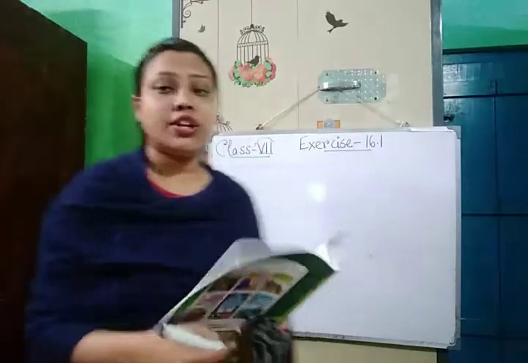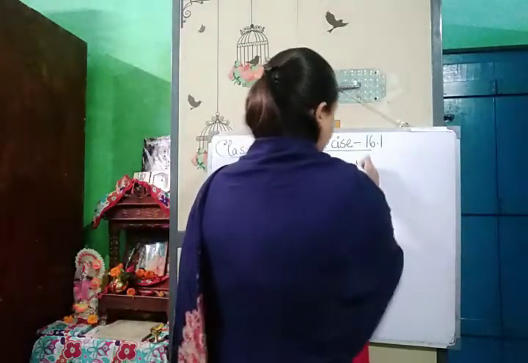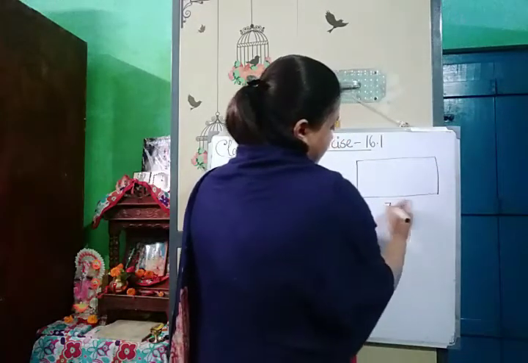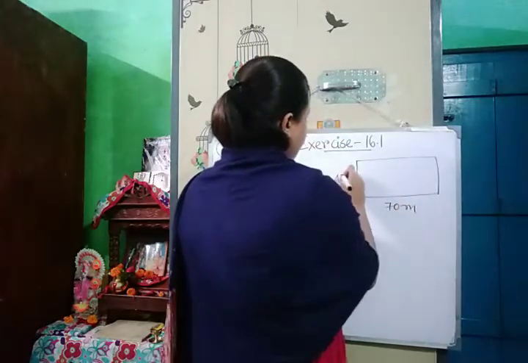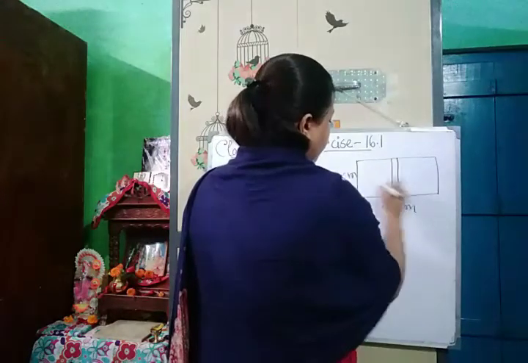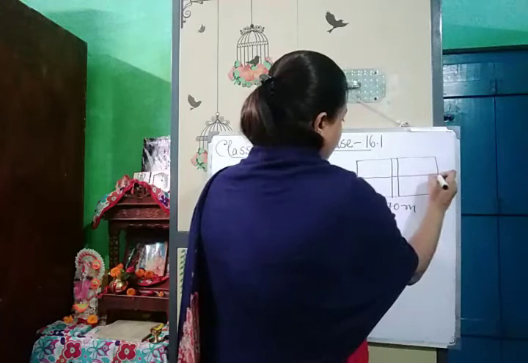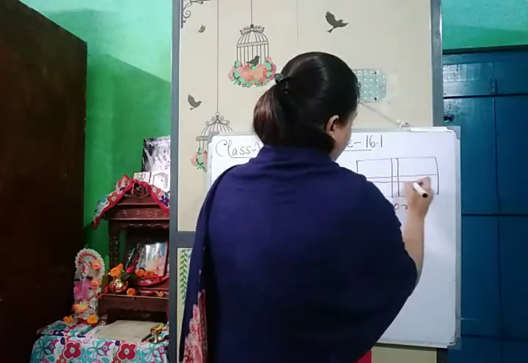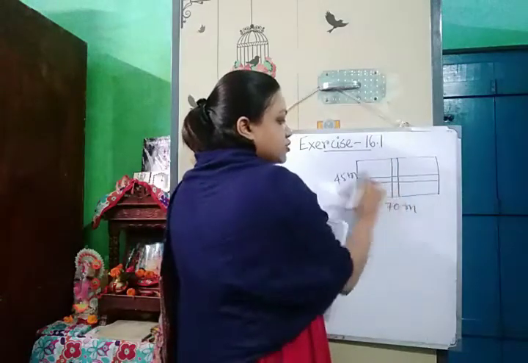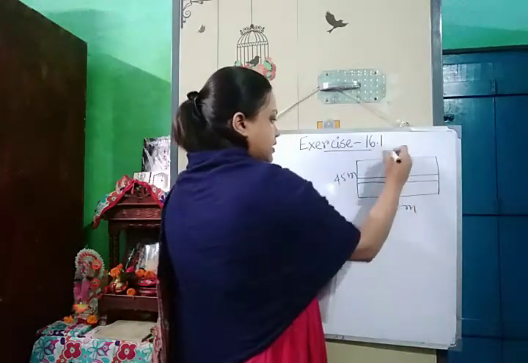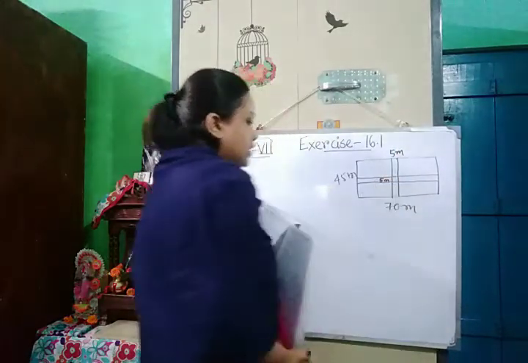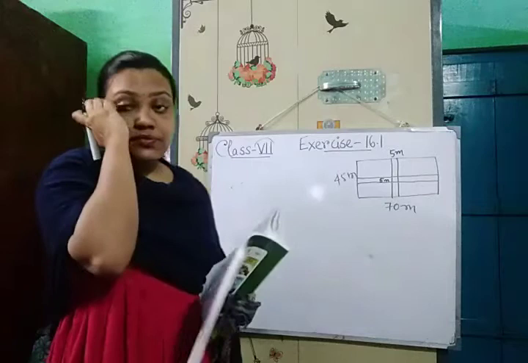So I am first drawing the picture here. Rectangular park whose length is 70 meter and breadth is 45 meter, and two roads are there from the middle of the park, and the roads are parallel to the sides of the rectangle, and these two roads are at right angles to each other, and the width of these roads is 5 meter, 5 meter. Now we will find the area of the road.